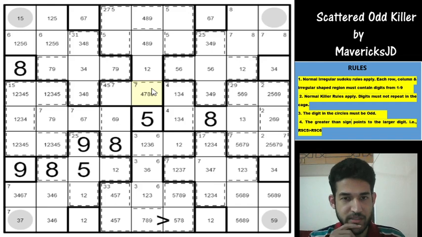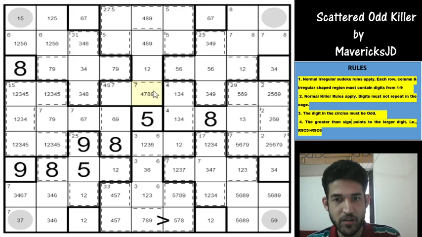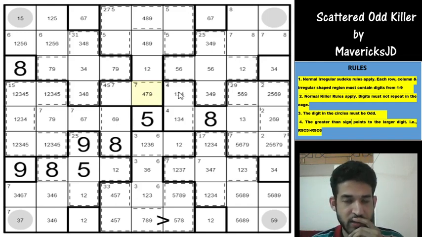So am I missing something here? So you can remove the 8 from here, so that's 4, 7 and 9. So 1, 2, 3, 4. So 7 was already in one of these two cells. Okay, not a problem.